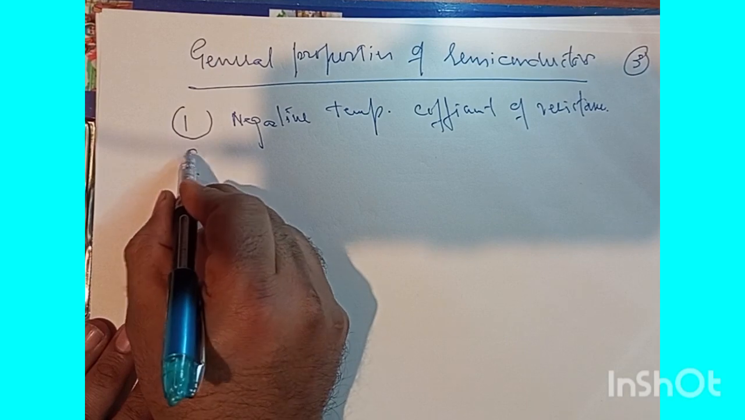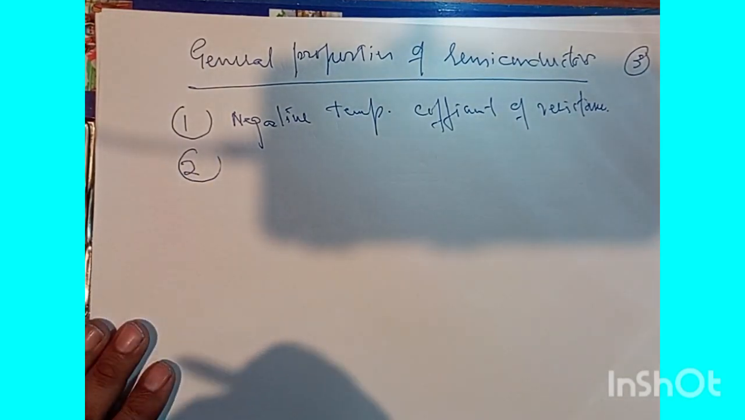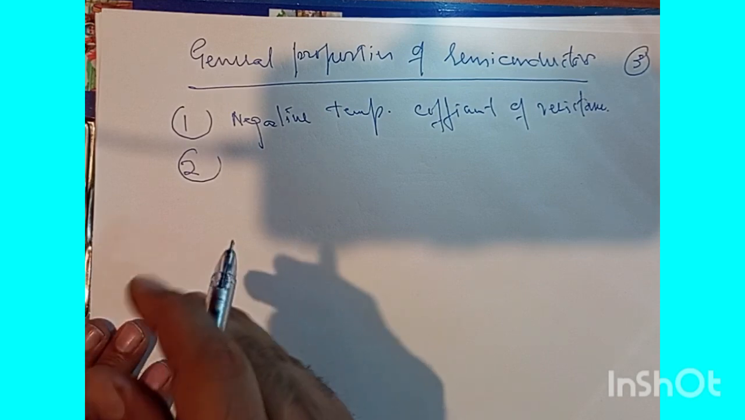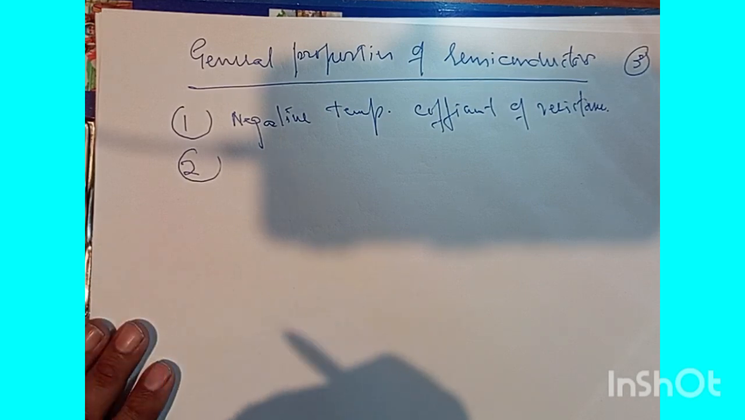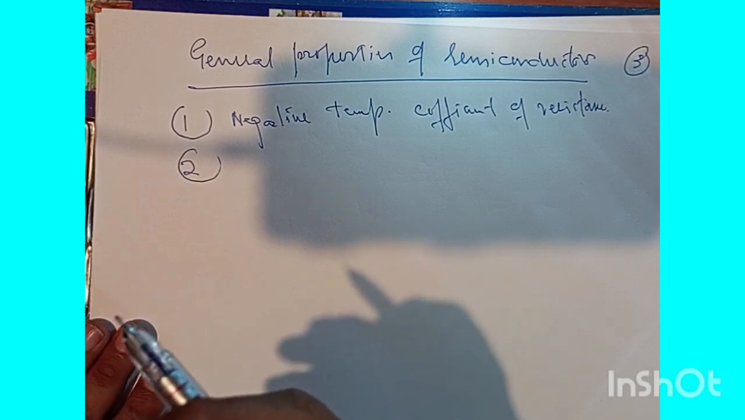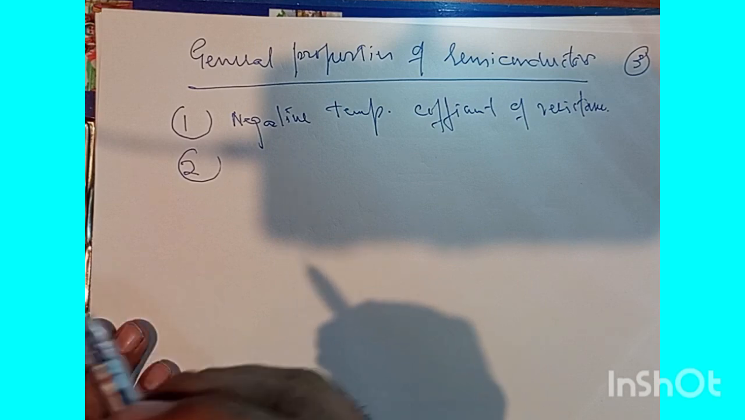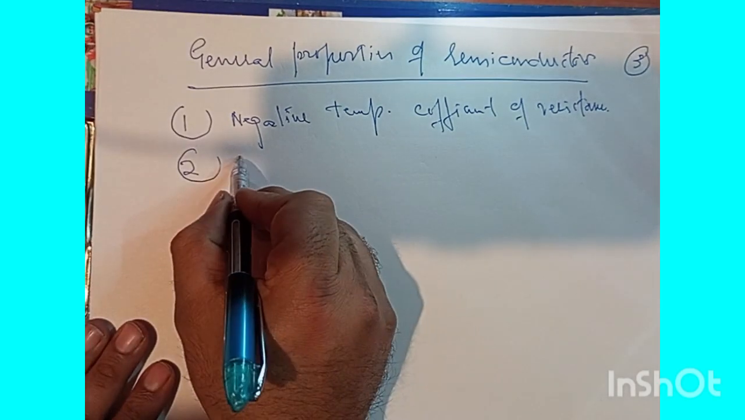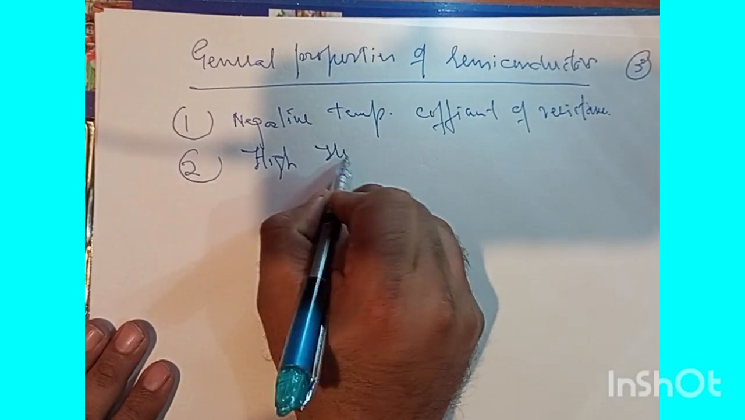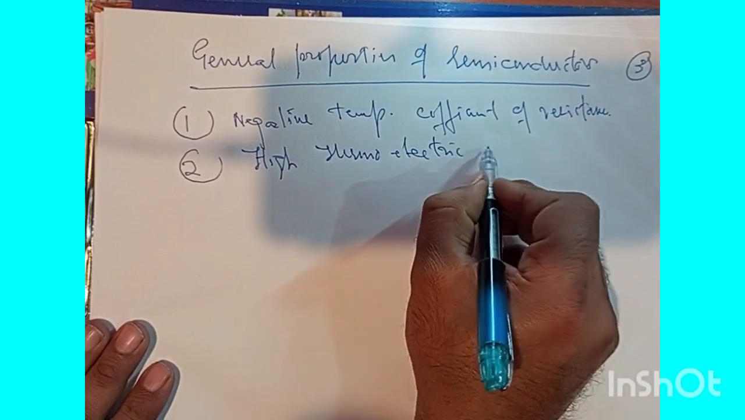Now, the second important characteristic property is that semiconductors have high thermoelectric power, with signs both positive and negative relative to a given metal. So they have very high thermoelectric power. This is important.